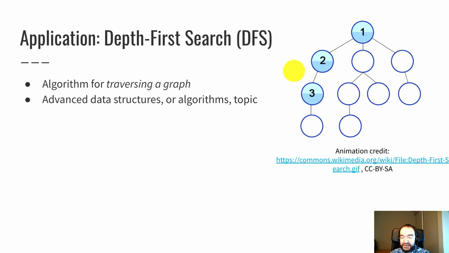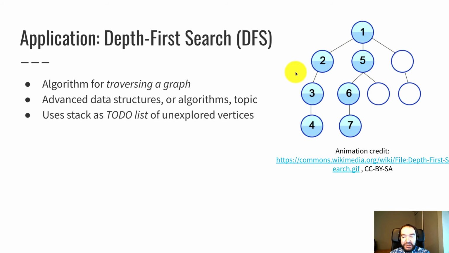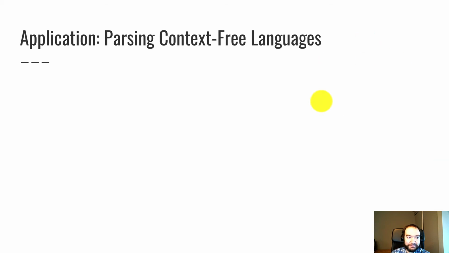I can't really explain this thoroughly at this point, but basically the idea is that this algorithm uses a stack as a to-do list of the unexplored vertices. This algorithm explores the entire graph one vertex at a time. In order to do that, it needs to keep track of where it's been and where it hasn't been and what still needs to be explored. And a stack data structure is used to keep track of what needs to be explored still.